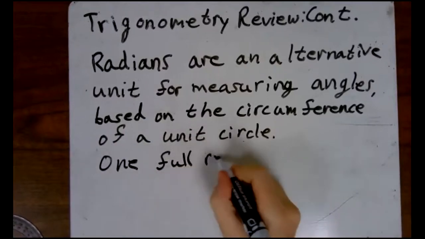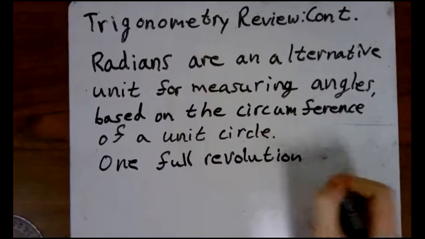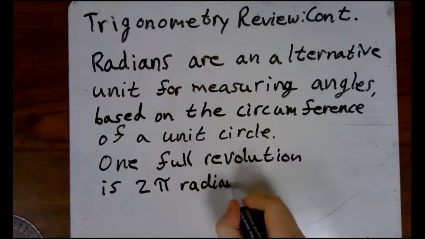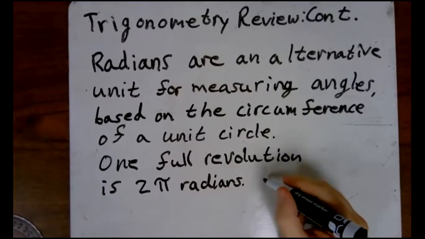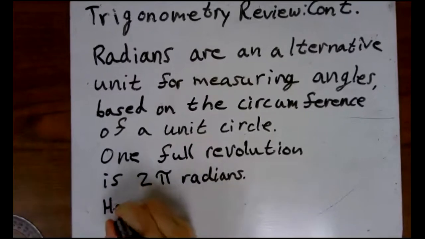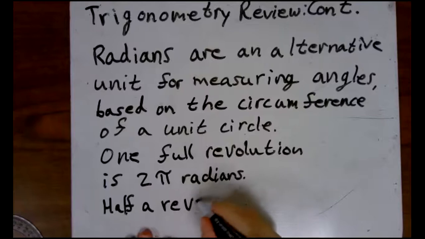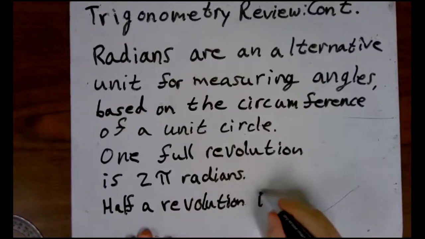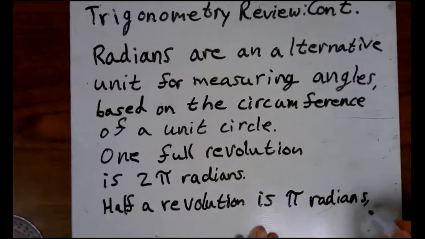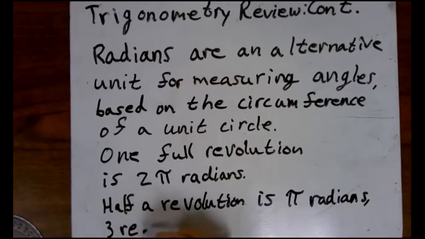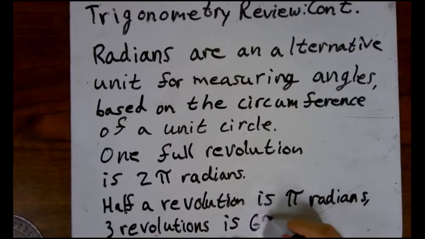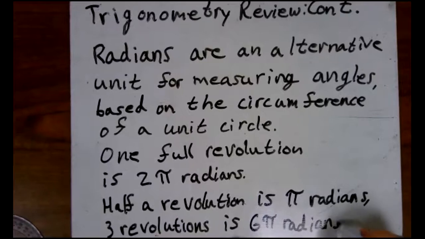One full revolution is 2 pi radians. So half a revolution is half of 2, which is 1, so half a revolution is pi radians. Three revolutions is 6 pi radians, etc.